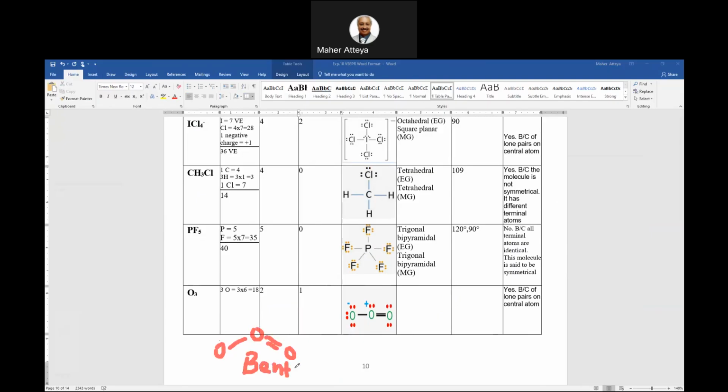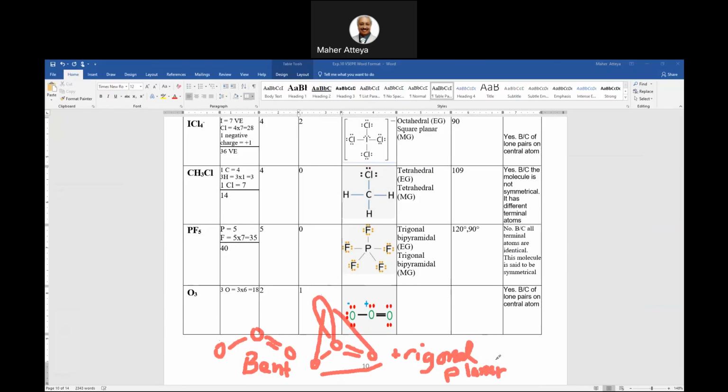But if I include the lone pair on top of it, and this one is a double bond, then this one will be trigonal planar. So trigonal planar, right?